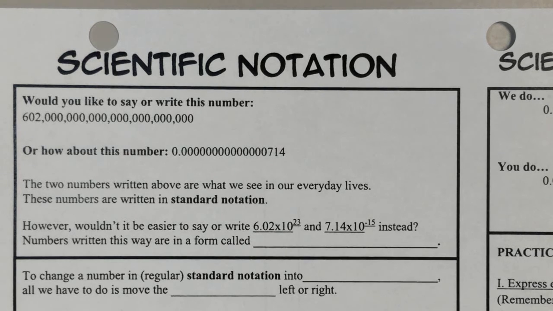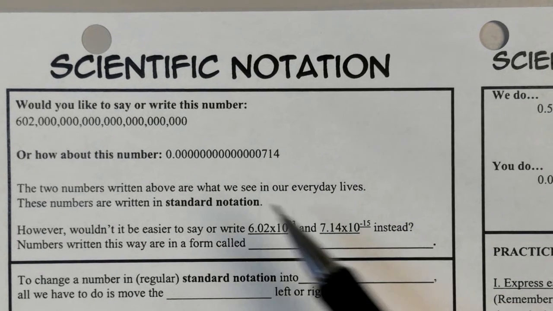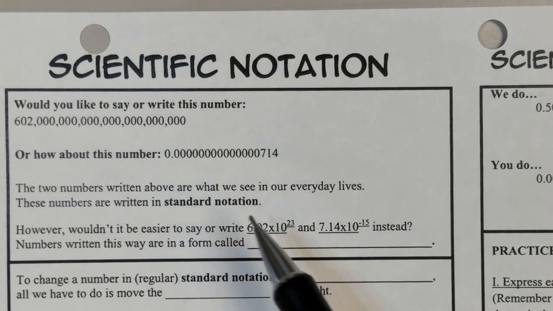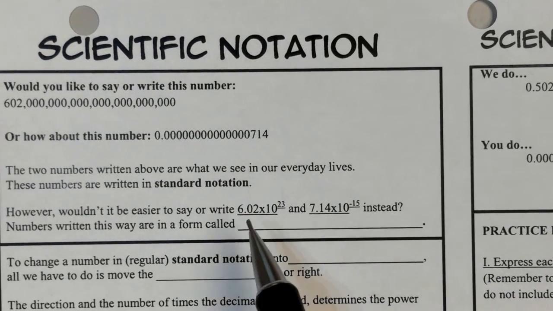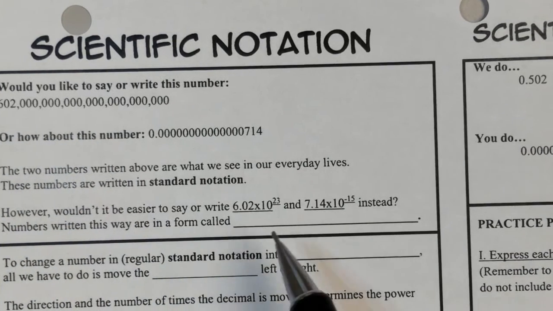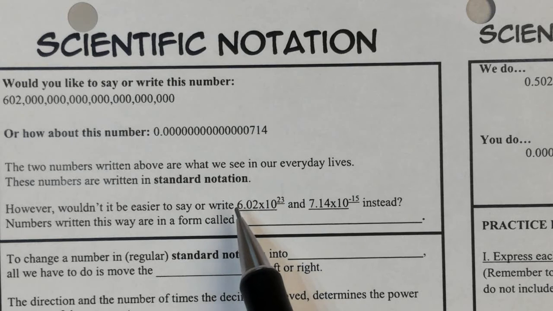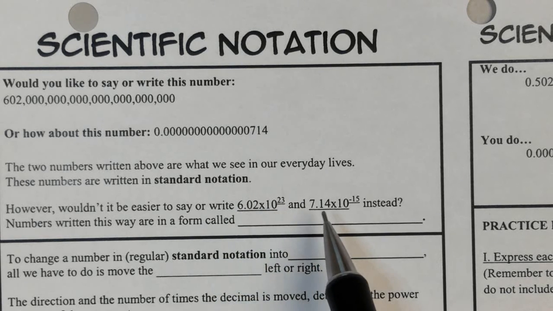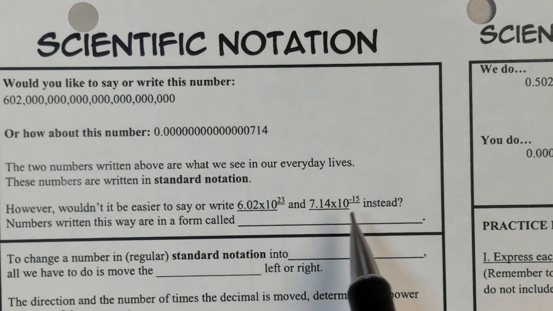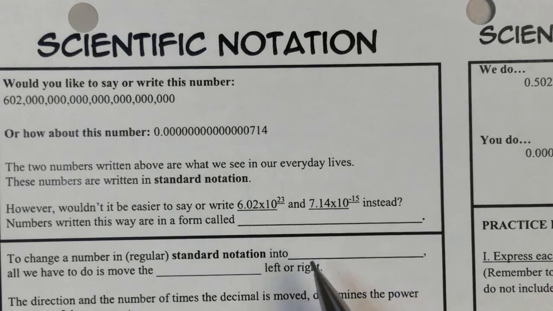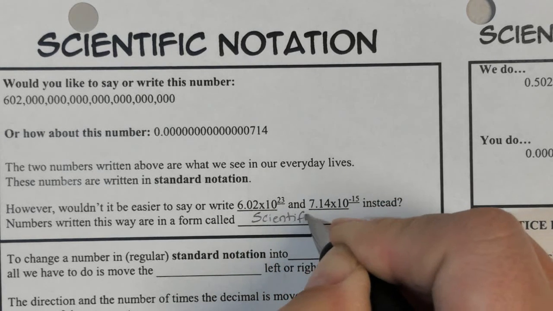The two numbers written here on this paper are written in what's called standard form or standard notation. That's just the regular number. But it would be easier if we could write this first number like this, as a product with a decimal number and a power of 10. The same thing with the really, really small number here, a decimal number and a power of 10. Numbers that are written this way are said to be in scientific notation.